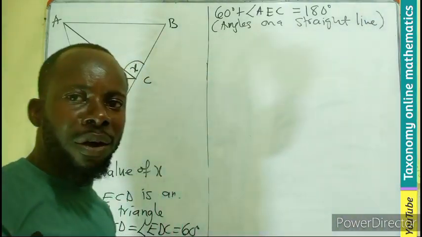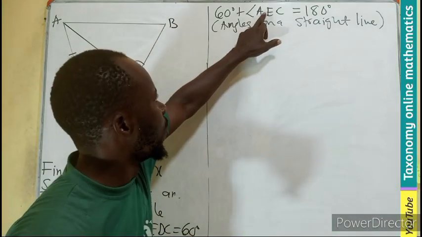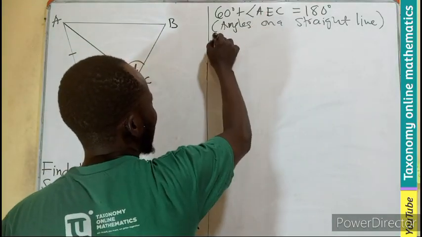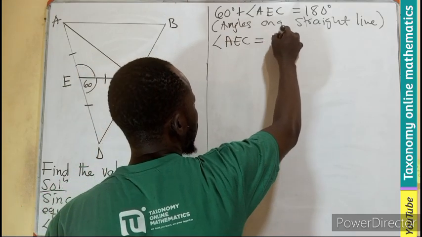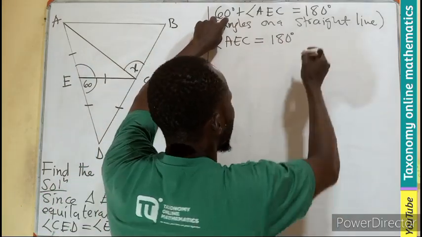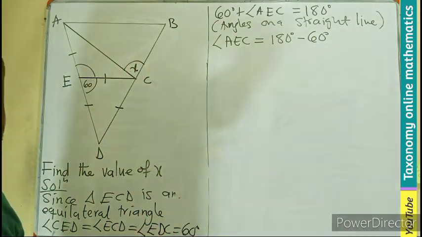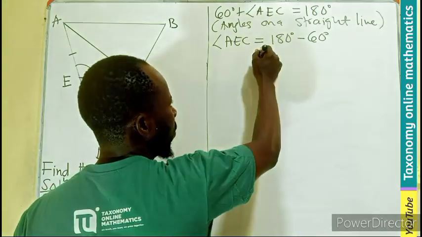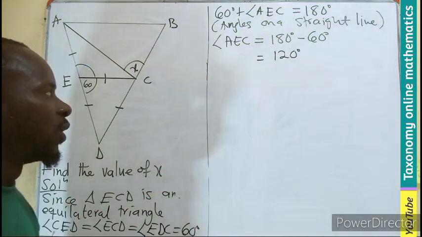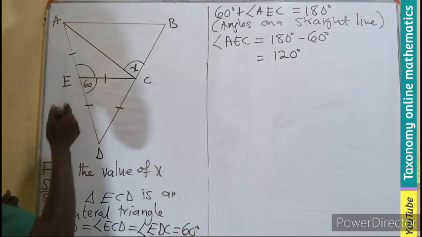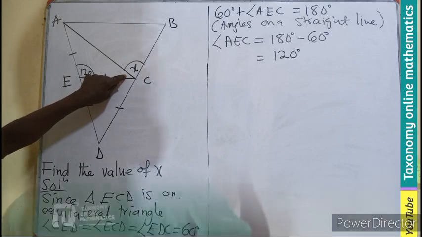We already know angles on a straight line add up to what? 180. So I will be finding this angle AEC equals 180 minus the 60 degrees, since we are subtracting 60 from both sides. So this will be, fast forward, equal to 120 degrees.